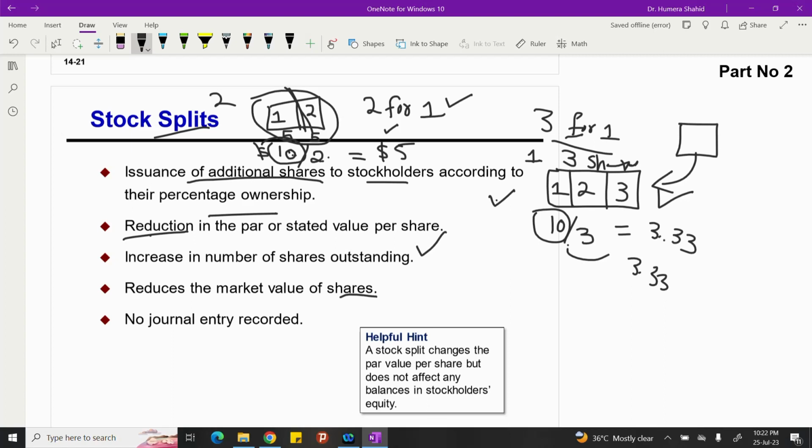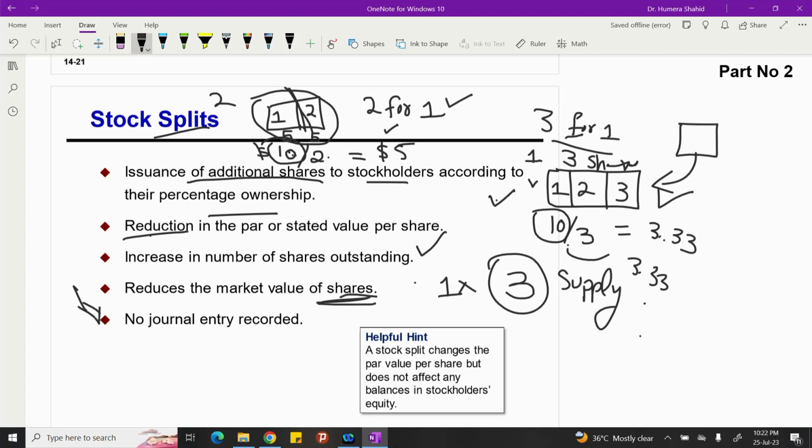And what happens as a result? In my second example, where 1 share was there in the market, now for 1 share, 3 shares will be there in the market. So supply increases, and also the price changes. When the supply increases, people have more options available, and according to the demand and supply rule, if the supply increases, prices go down. Okay, but there is no journal entry for the stock split.